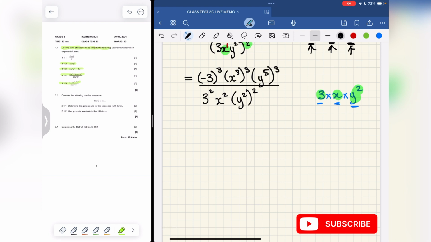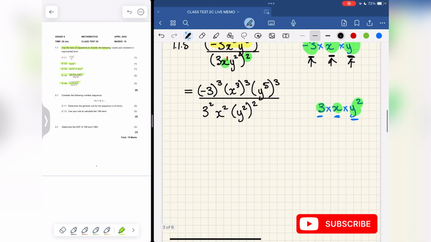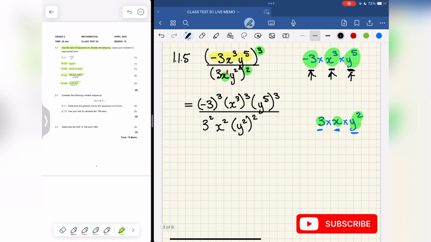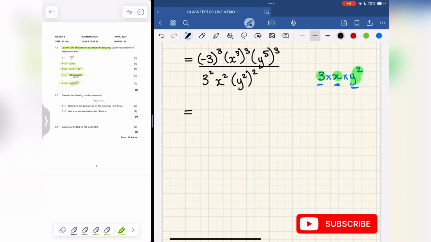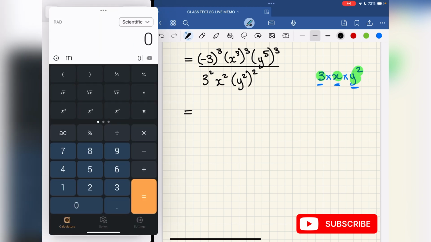So at the moment we have raised every factor of our products in the numerator and denominator to the power outside the bracket, and now we are simply left to simplify. So -3 to the power 3 is -27. Now again, please just use your calculator if you are uncertain. I'm going to just say -3. Maybe I should just put that in the bracket first. -3 raised to the power of 3 gives you -27.